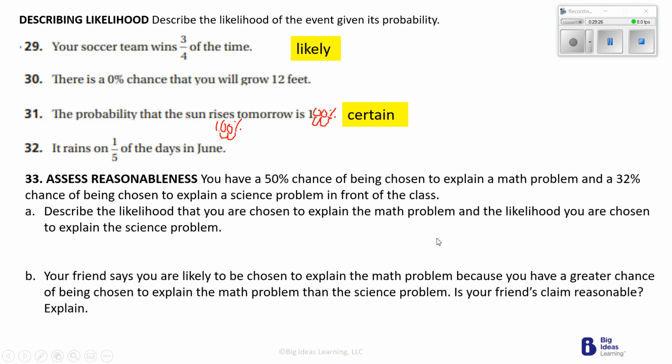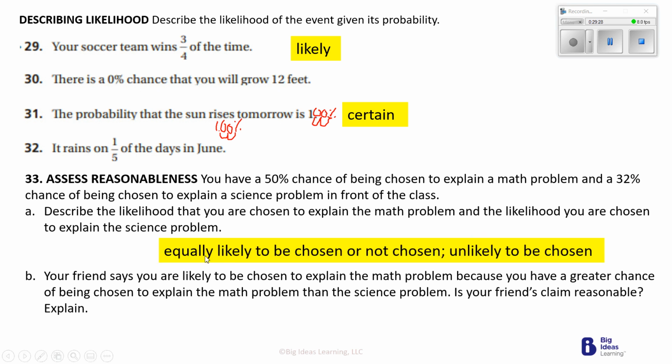So you would say that you are not likely, right? So my answers would be equally likely to be chosen or not chosen, that was for math, and unlikely to be chosen for science, right? Equally likely to be chosen or not chosen, 50-50 chance, equal, right? And then unlikely because there's more of a chance you're not going to get chosen for science, right? And B says, your friend says that you are likely to be chosen to explain the math problem, because you have a greater chance of being chosen to explain the math problem than the science problem.